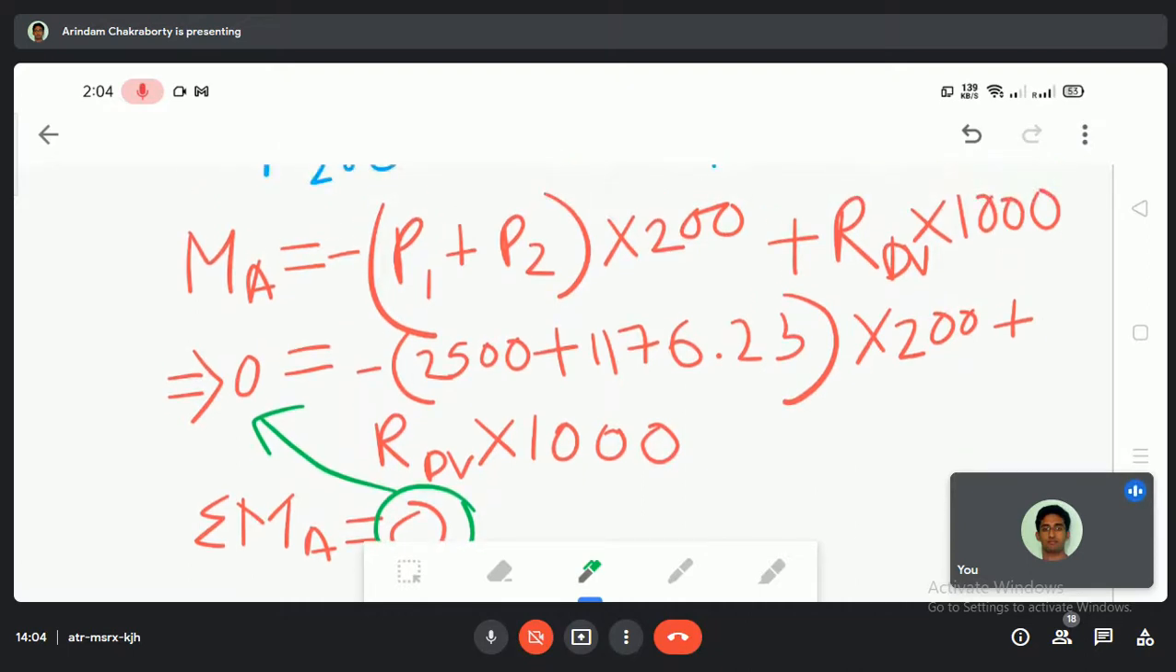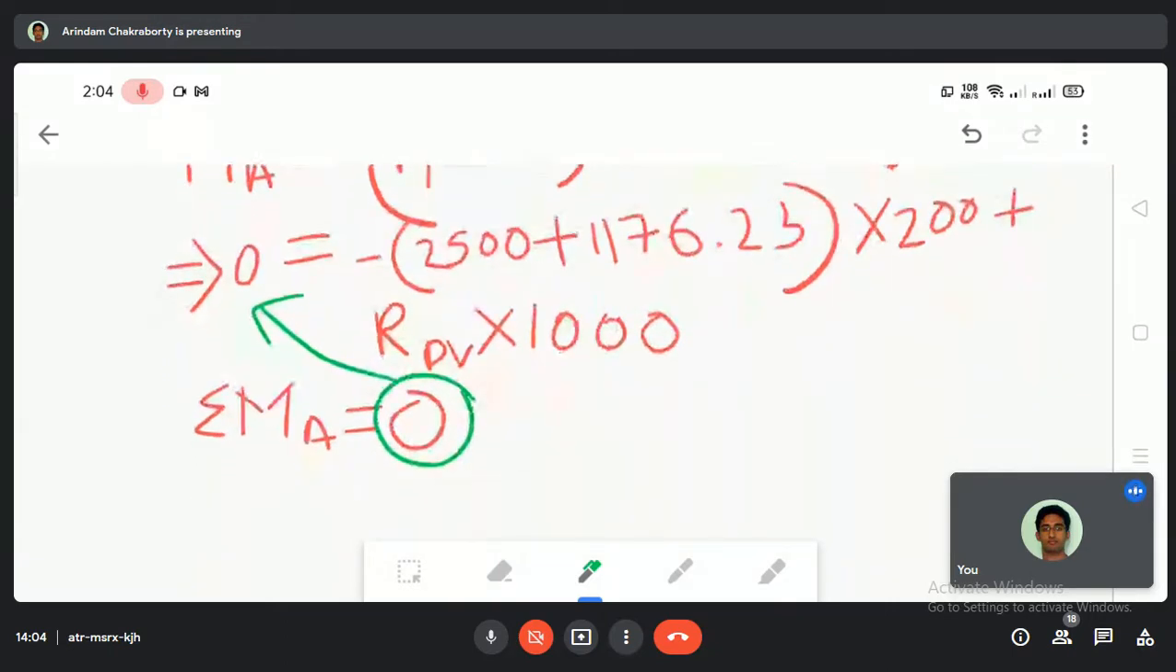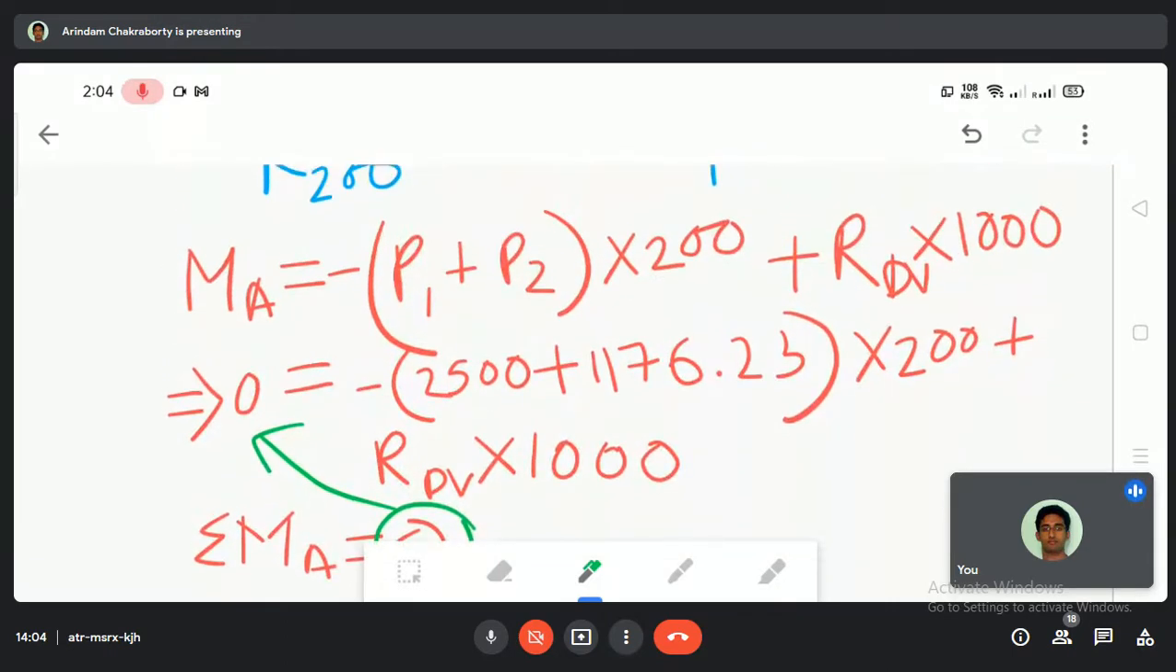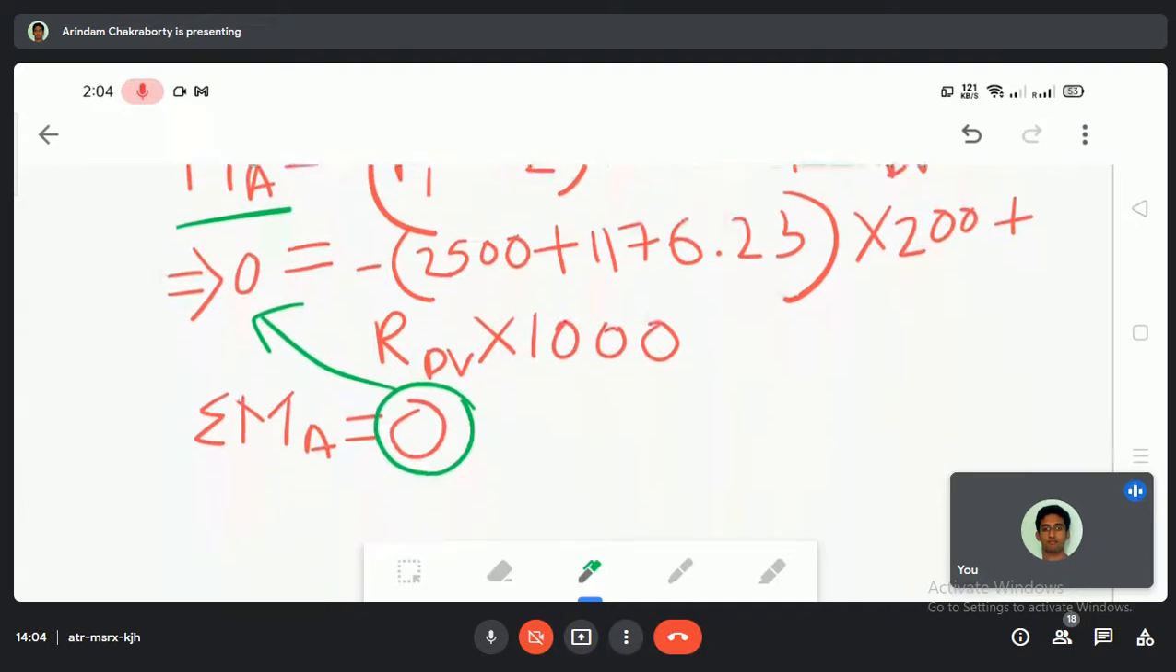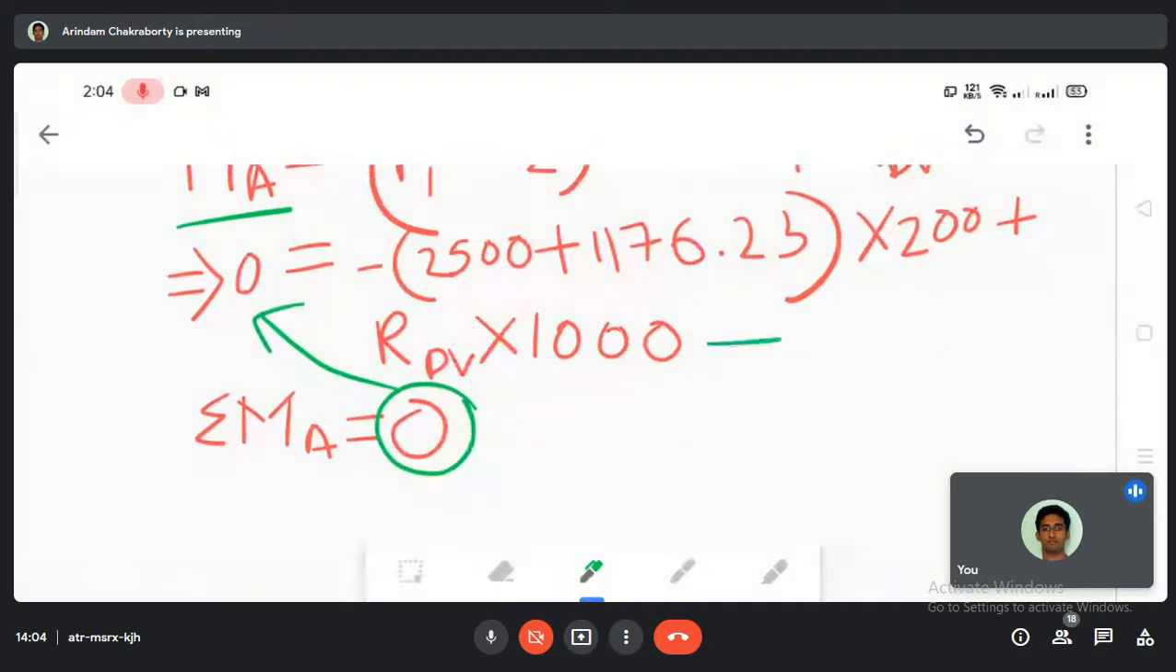Now since it is 0, I have used MA for the moment, and I did not write it in the complication. So from this above equation, I can get the value of RDB. So you all have to get me the value.